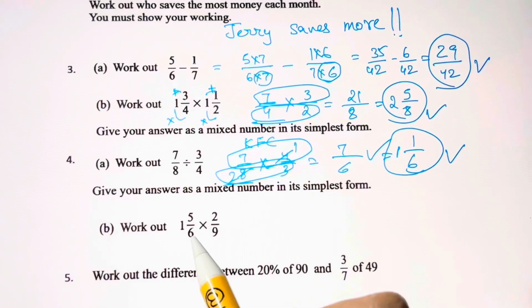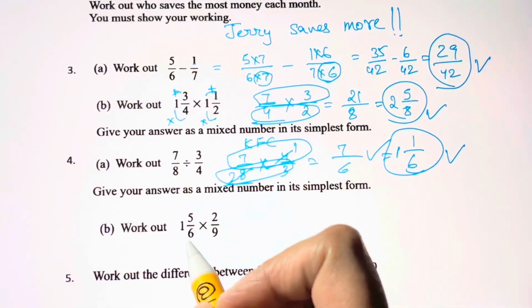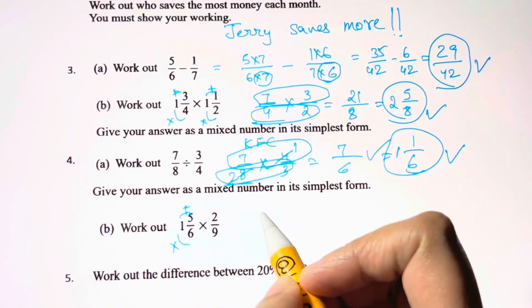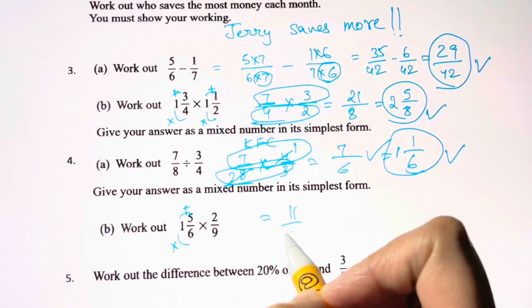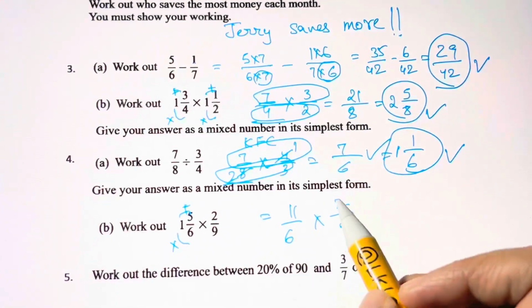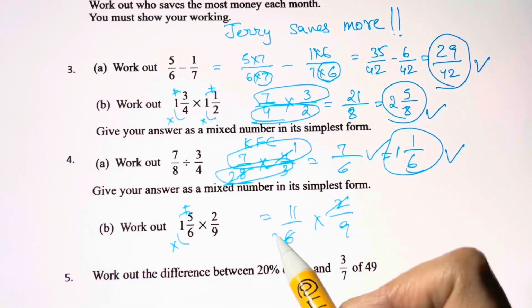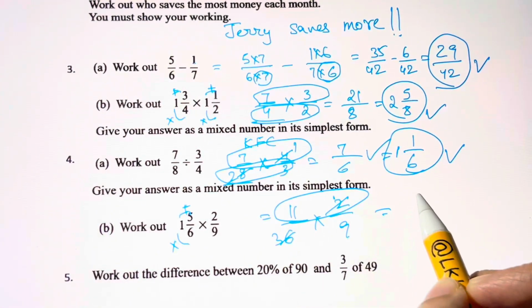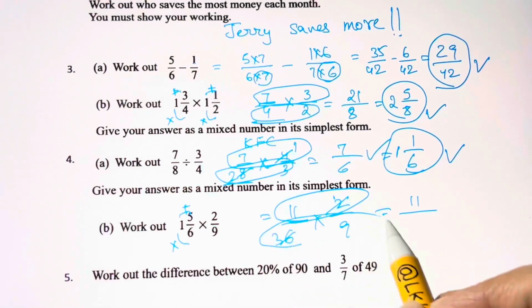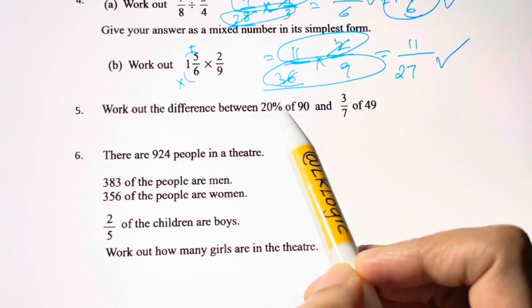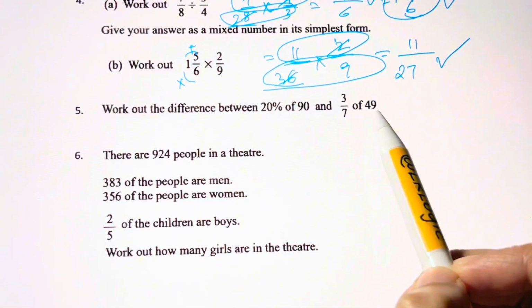Work out 1 5/6 times 2/9. So again, same, multiply and add. 6 times 1 is 6, plus 5 is 11/6 times 2/9. So you can simplify it. 2 times 3 is 6. Now multiply them. 11 times 1 is 11. Over 3 times 9 is 27. That's your answer. Work out the difference between 20% of 90 and 3/7 of 49.